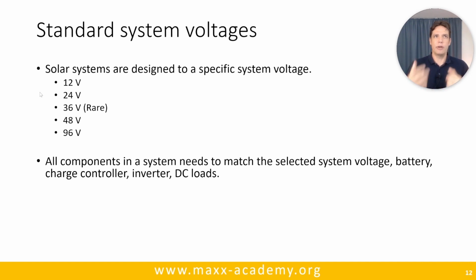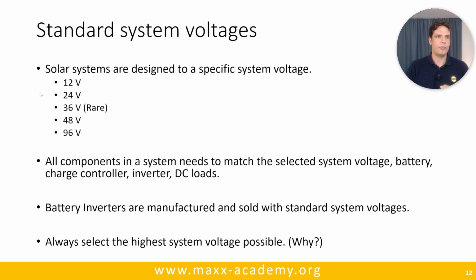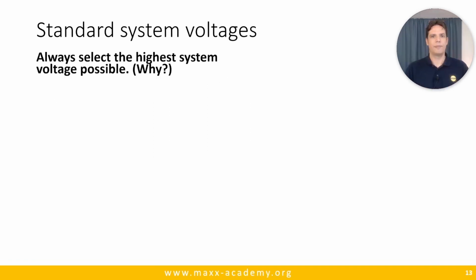The battery, the charge controller, the battery inverter, and the DC loads all need to be compatible with the same system voltage. These components are manufactured with that specific system voltage in mind, and one needs to select the right voltage when ordering and buying them. And one would always try and select the highest system voltage possible. You might ask why. We'll have a look at the reasons right now.